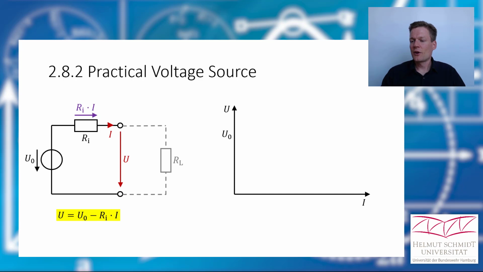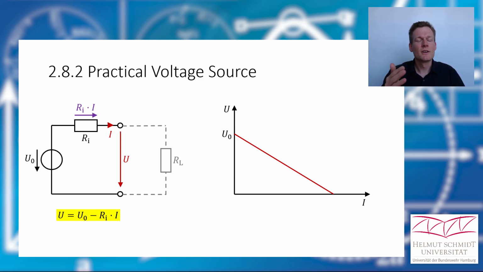Okay, and from our equation we see that with increasing current the output voltage is decreasing. So it will look like this. Okay, and the point there where no voltage drop is left. We get this point if we make a short circuit at the clamps.